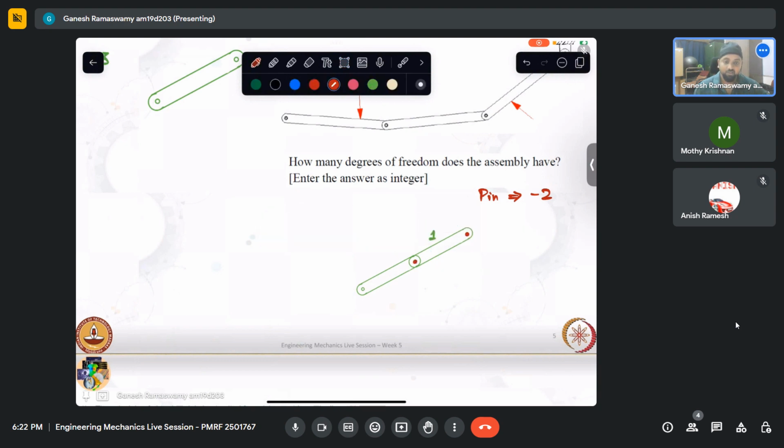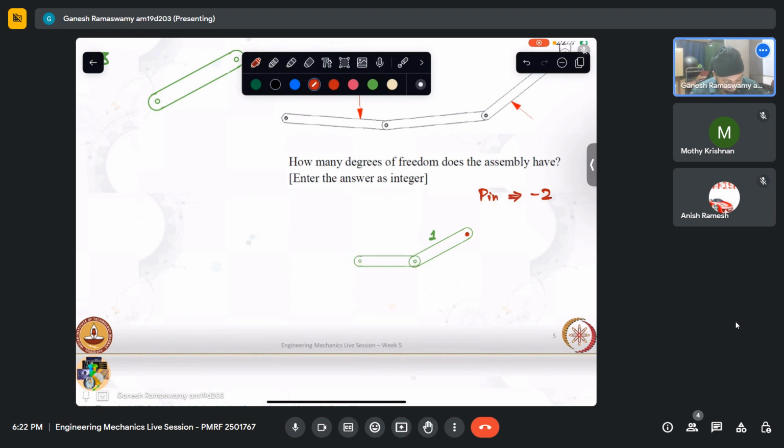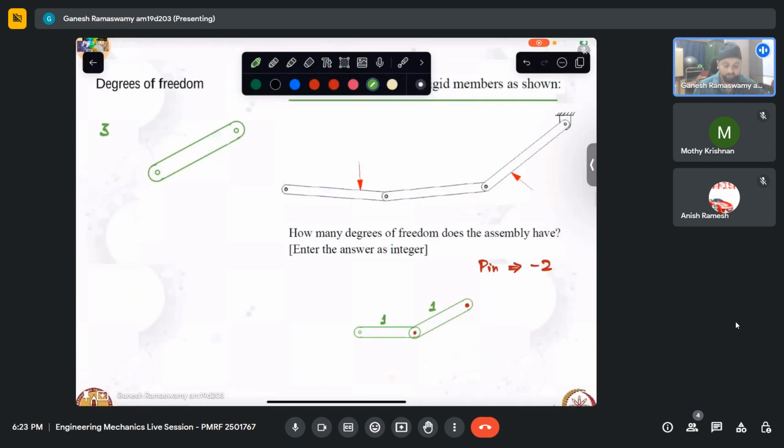Now what can the second link do? Can it translate with respect to the first link? No, because there is a pin there, but it can rotate with respect to the first link. It still can rotate like that, but it is not free to have translation. So essentially, this link has 1 more degree of freedom. From this, we can extrapolate for the third link also, it will have 1 degree of freedom.